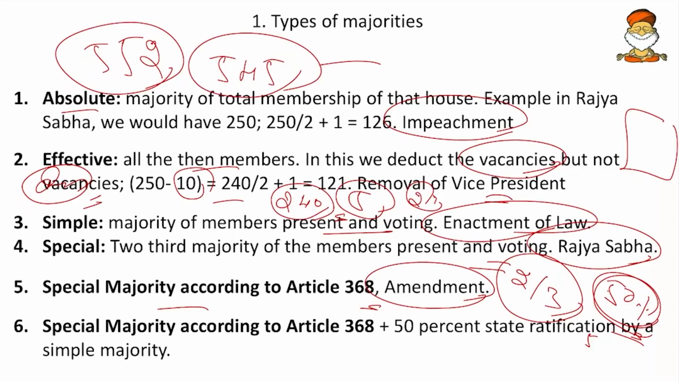And then if there is any amendment related to federalism, then a minimum of 50% of the states should have an enactment passed with simple majority. This is related to federalism. So any federal clause, if we are amending in the constitution, comes with the original amendment procedures along with 50% of the states ratifying.